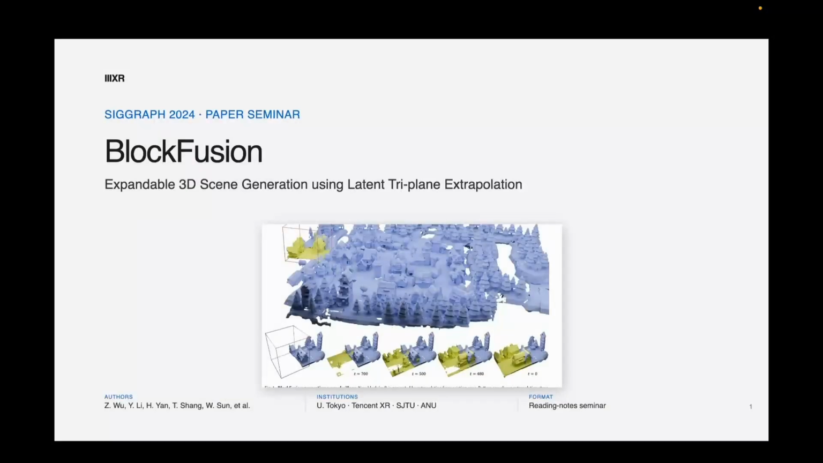Hi everyone, today I'll walk through BlockFusion from SIGGRAPH 2024. It's a method for generating large 3D scenes. You can keep extending with no fixed boundary, and the way it does that is a latent tree-plane extrapolation. The work is from the University of Tokyo with Tencent XR Vision Labs, SATU, and ANU. I'll cover the motivation, related work, the three-stage method, the experiments, and then the takeaways and limitations.